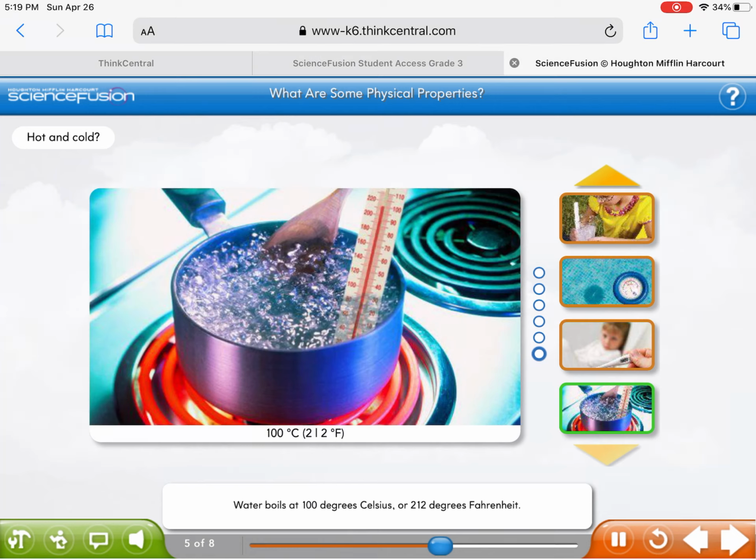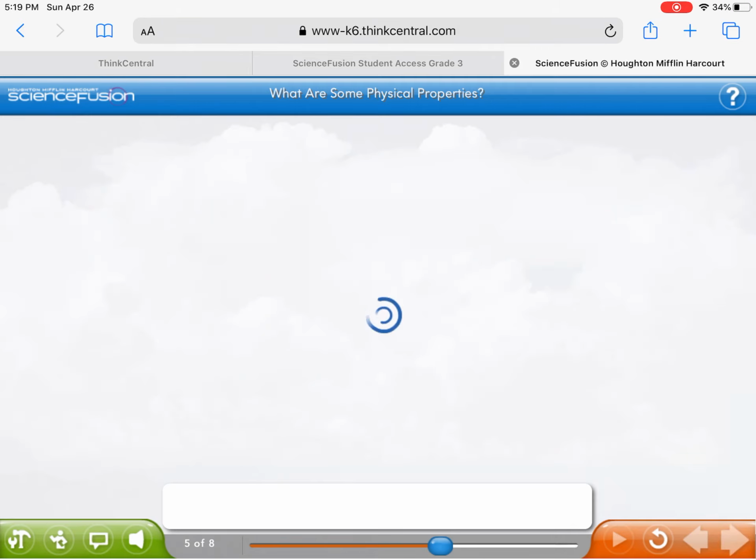And then the last one. Water boils at 100 degrees Celsius, or 212 degrees Fahrenheit. And then if you look at the thermometer that's in the water, it shows you that it's up at 100 degrees Celsius, or 212 Fahrenheit.